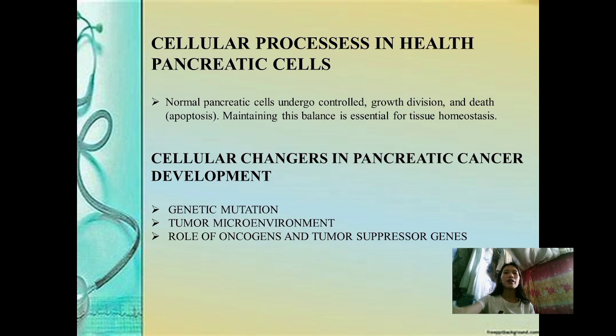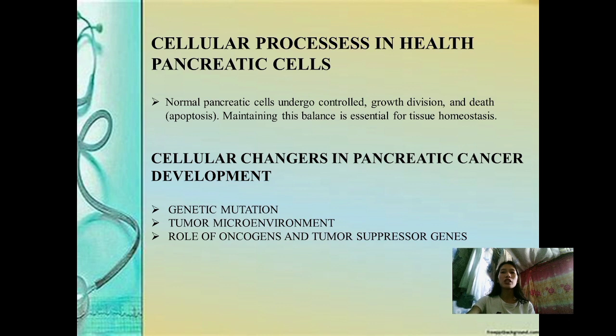Next we have understanding the cellular process in pancreatic cancer development. Normal pancreatic cells undergo controlled growth, division, and death or apoptosis. Maintaining this balance is essential for tissue homeostasis. Healthy pancreatic cells go through specific cellular processes to ensure proper functions.